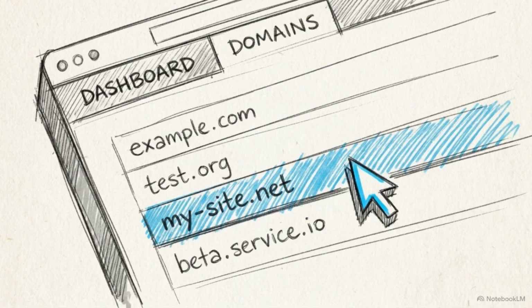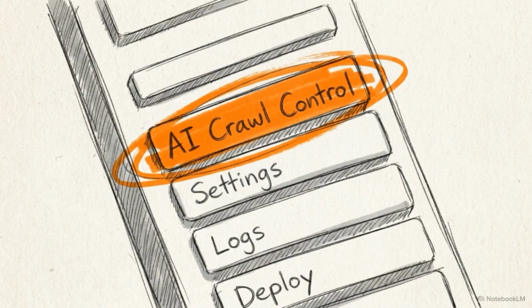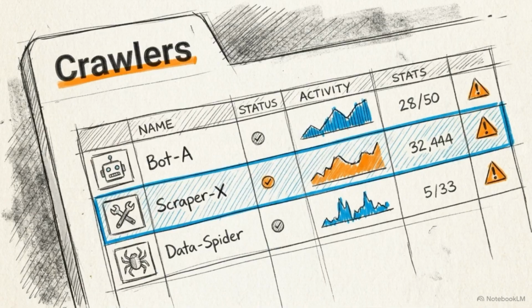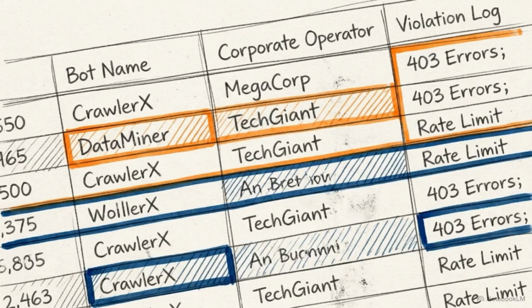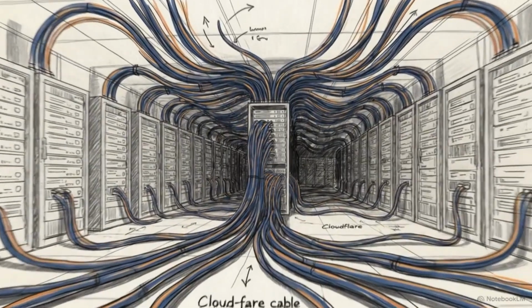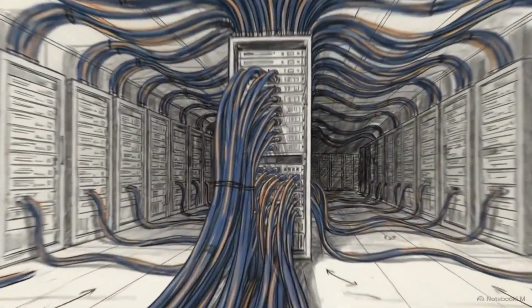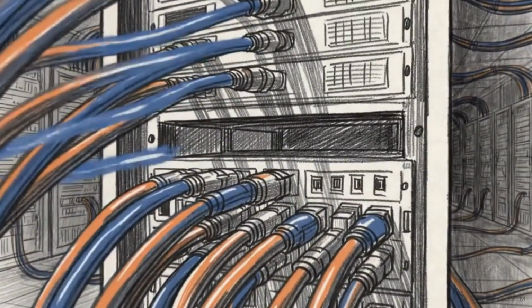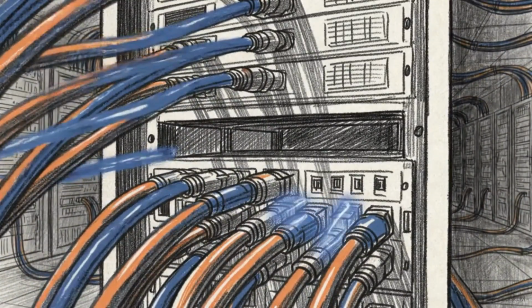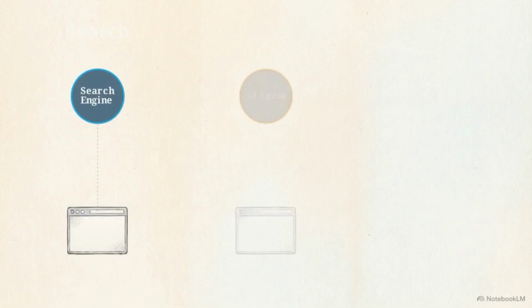Looking at the Cloudflare dashboard home screen, step 1 is to log in and select the specific domain you want to protect. Over here on this left-hand menu, you will see a highlighted section for AI Crawl Control. Click that tool. Once inside, click the Crawlers tab. This screen displays a live audit of every active AI scraper currently hitting your domain. You can see the specific bot names, the corporate operators running them, and their exact violation history. Total visibility is the required first step. You have to know exactly who is consuming your data before you can bill them for it.